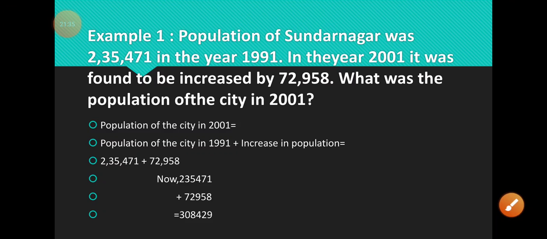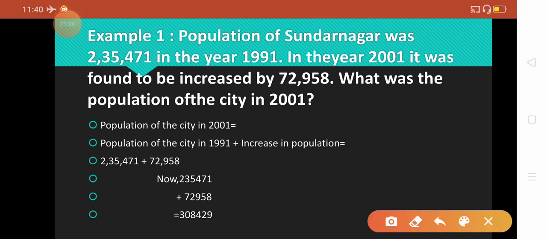Understand? Now one more example is there. Population of Sundarnagar was 2,35,471 in the year 1991. In the year 2001, it was found to be increased by 72,958. What was the population of the city in 2001? What does it mean? You are given the total population in the year 1991. This is the total population.